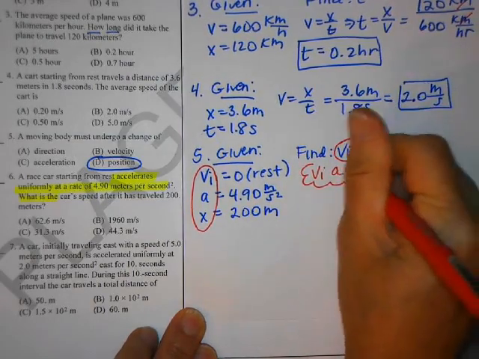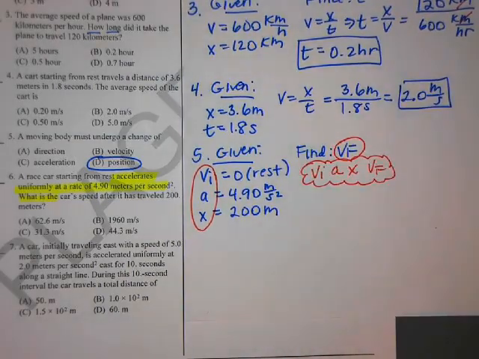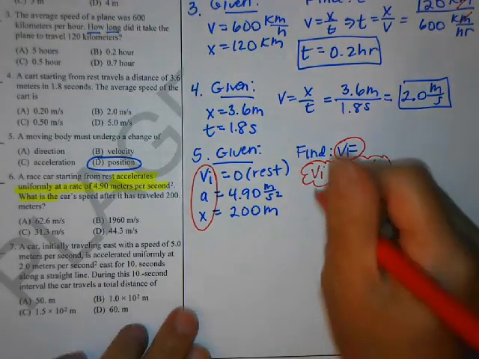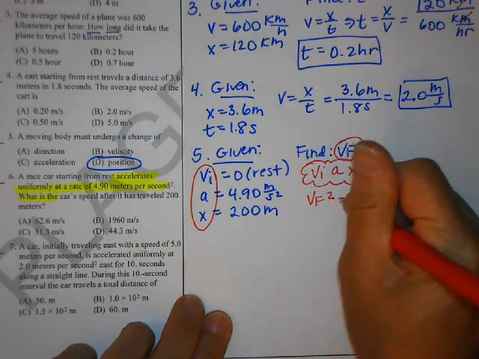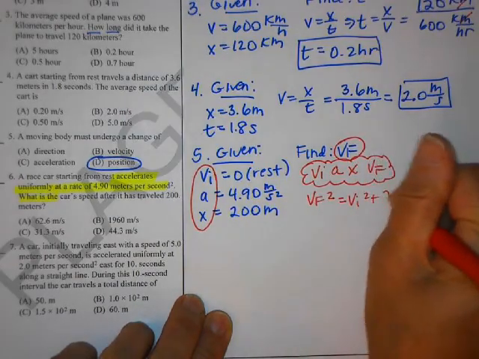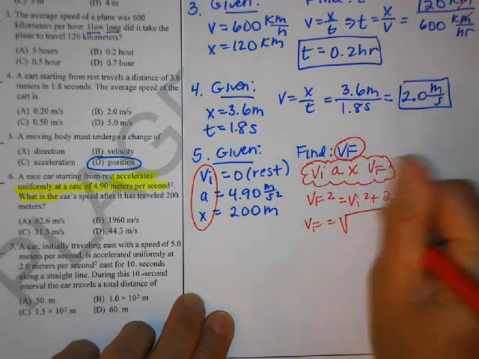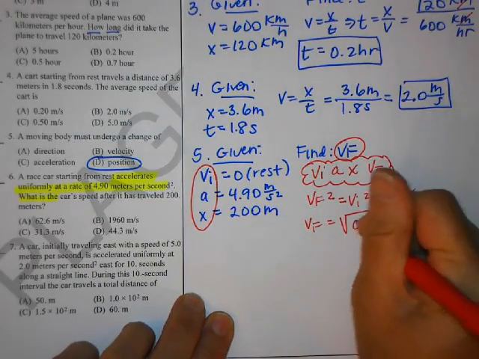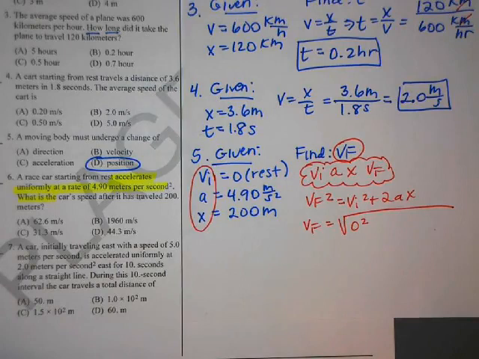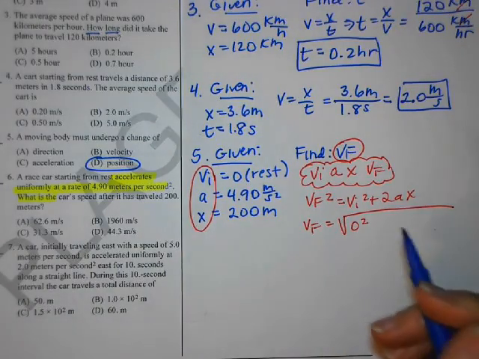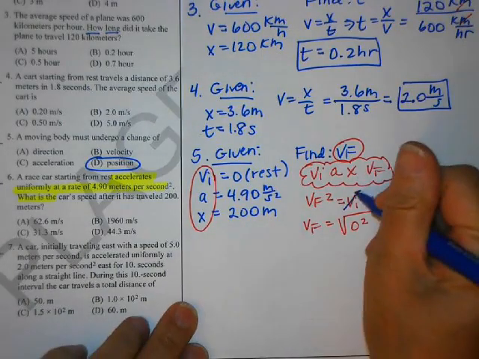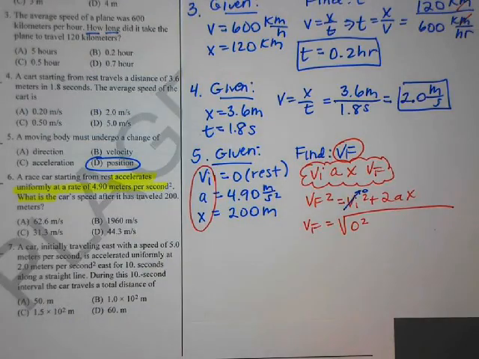So I look at my blue sheet, and I say which equation has those four variables. So that's the equation VF squared is equal to VI squared plus 2AX. So VF is equal to the square root of 0 squared. And again, remember I told you whenever something is 0, we go like this, so that whole term goes to 0, so I don't have to bother writing 0 squared. It makes it easier.